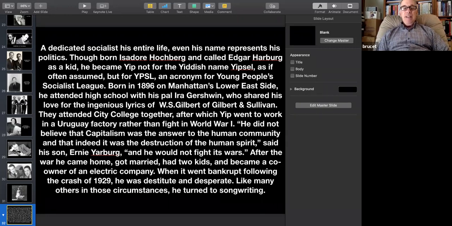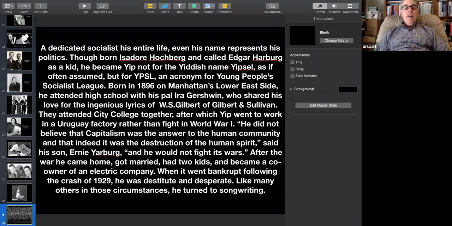He was born in 1896 on the Lower East Side. Again, he attended high school with his pal Ira Gershwin and loved the lyrics of W.S. Gilbert. They also went to City College together, after which he was a conscientious objector and didn't fight in the First World War. According to his son, he did not believe that capitalism was the answer to the human community, that indeed it was the destruction of the human spirit, and he would not fight its wars.